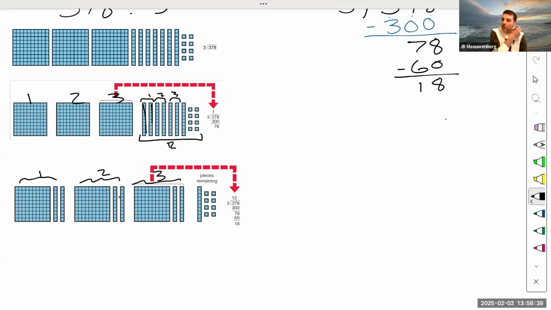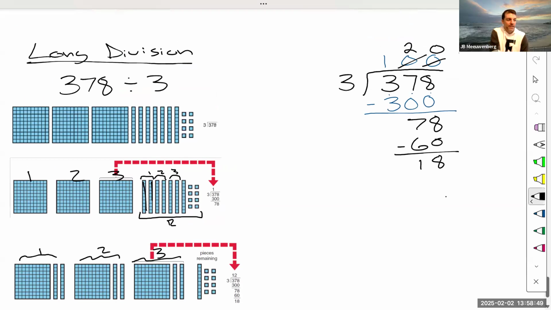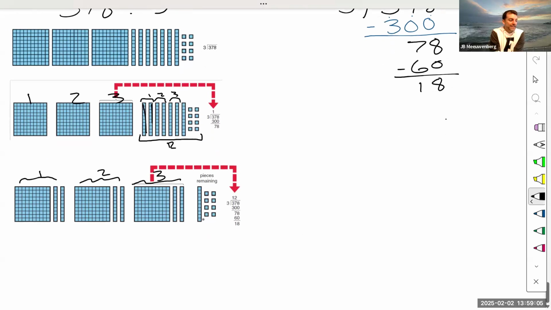All right, we've now put 2 of the longs with each flat. And so the number that we put up on top here is saying how many 10s are in each group. There's 2 10s in each group. 1, 2, 1, 2, and 1, 2. All right, what do we have left? We have a remainder of 18. Here's our remainder of 18. That's this right here, okay?